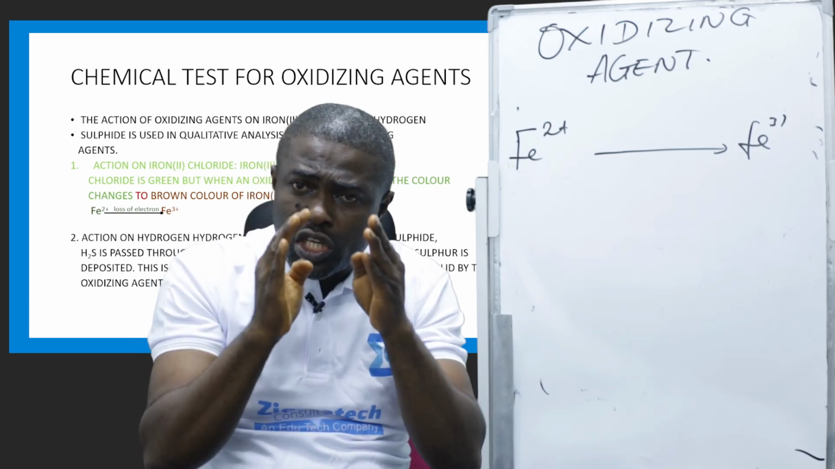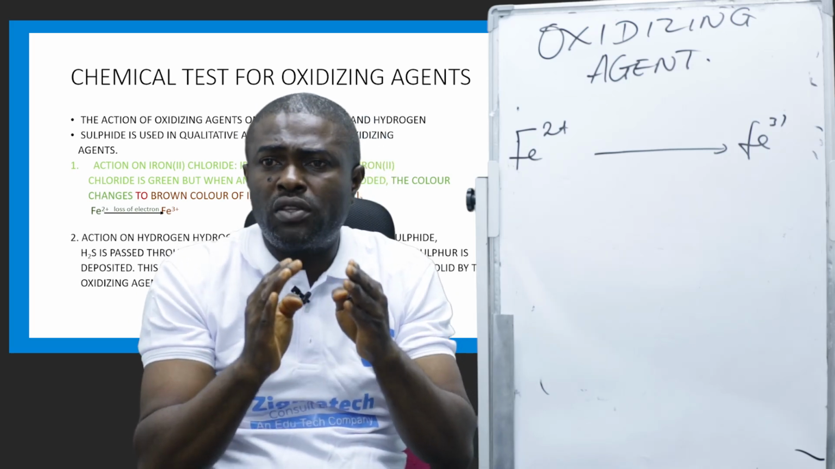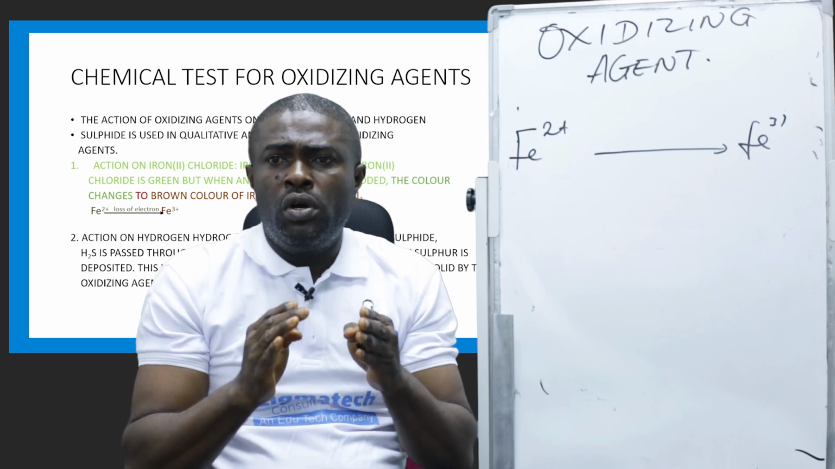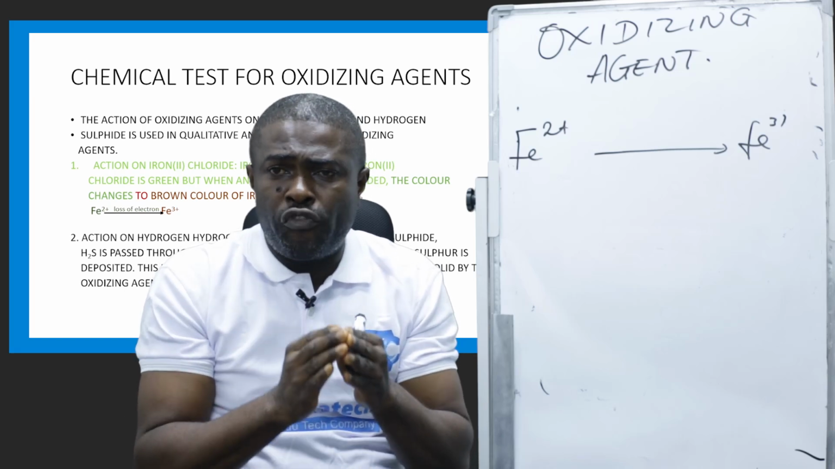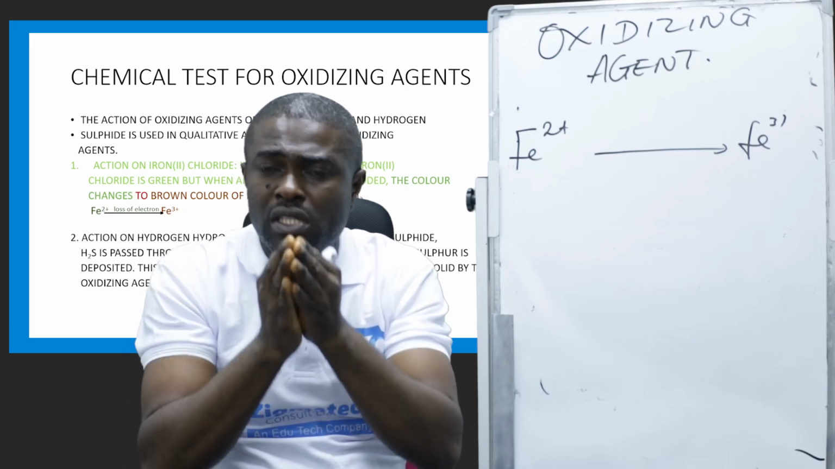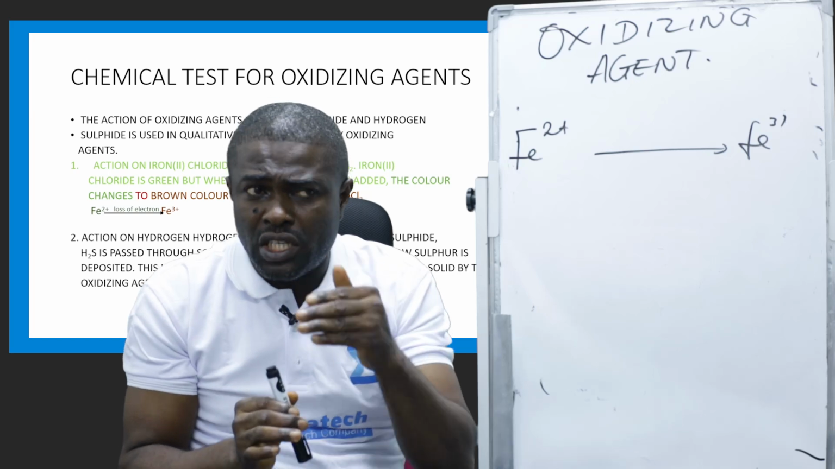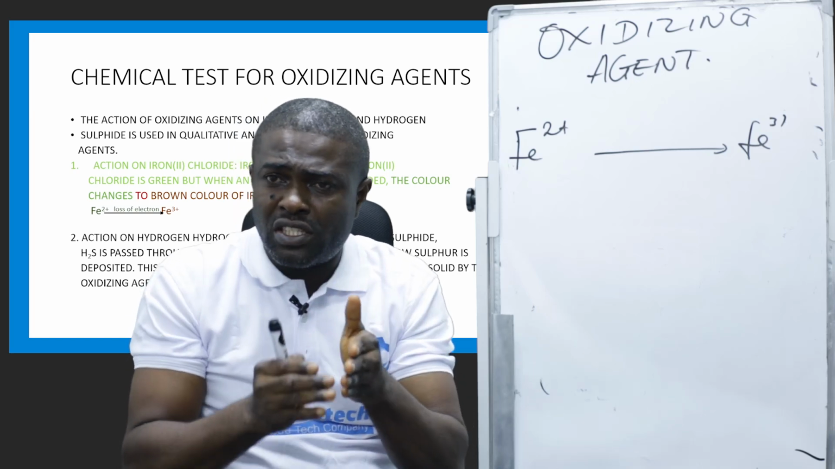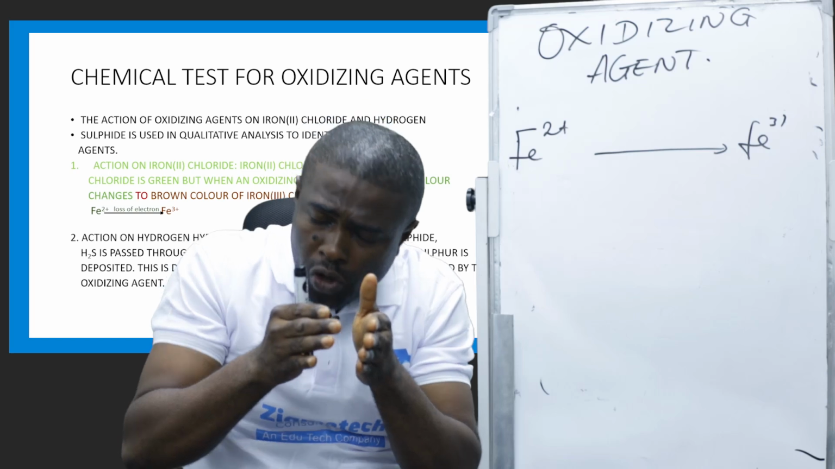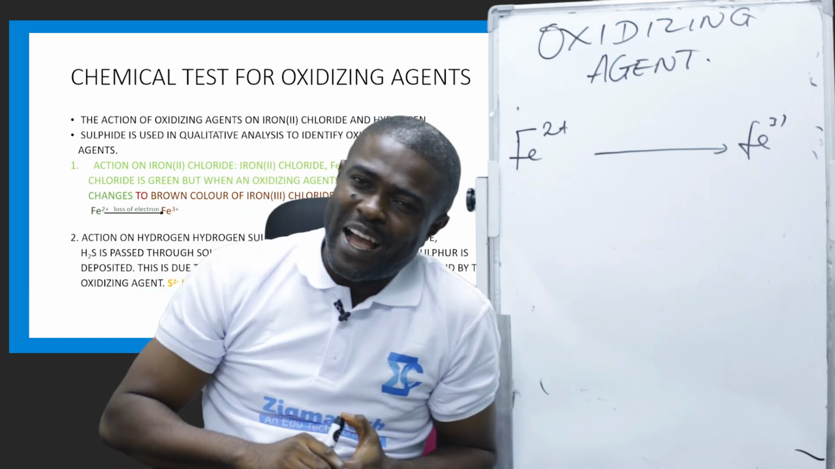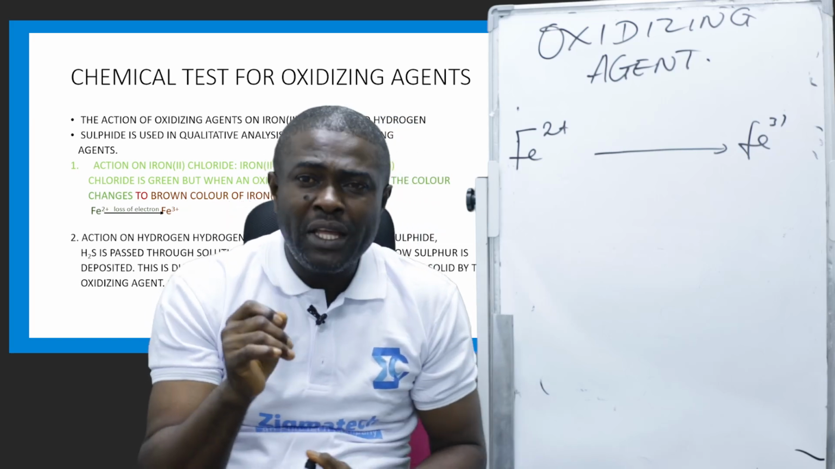So once the color changes from green to brown, that means the substance has moved from iron 2 to iron 3. Then what is the cause? The cause is an oxidizing agent that causes the iron 2 to get oxidized and enter into iron 3. I want to believe you are following.